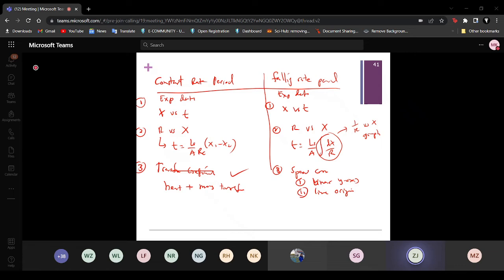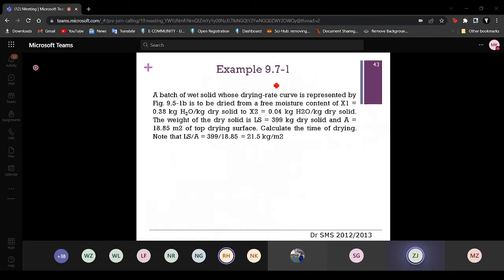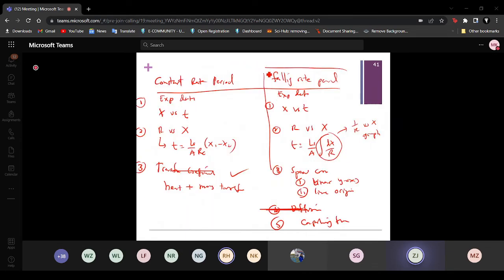This comes from its equation. In the falling rate period, we also have number 4, the diffusion mechanism, so you have its own equation. And then lastly, you have the capillary flow mechanism. So for falling rate, this is all that you should know, how to solve problems related to the falling rate period.